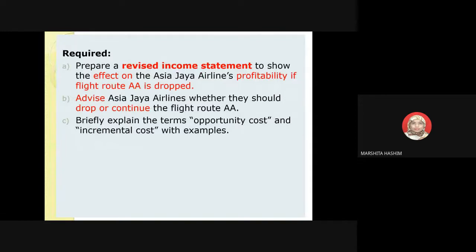That's all. Requirement A, revised income statement. Okay, shows profitability. Prepare revised income statement to show effect on Asia Jaya Airlines profitability. Asia Jaya Airlines is the company as a whole if route A is dropped. That means you prepare a revised income statement, you show route double B, double C, and then company as a whole. That means Asia Jaya Airlines. Okay.